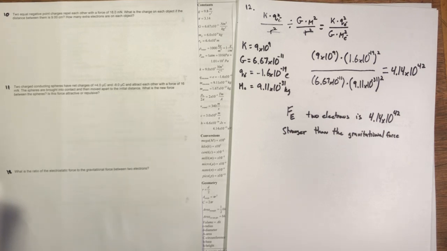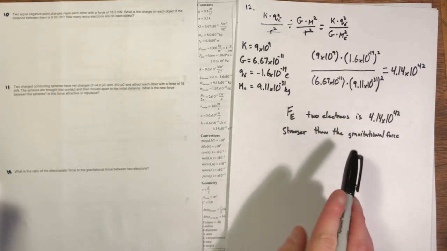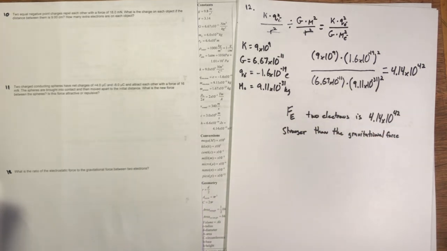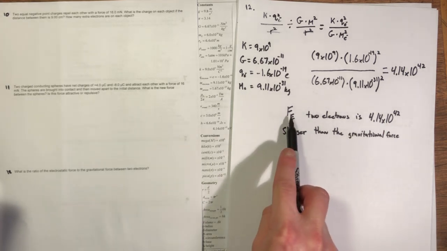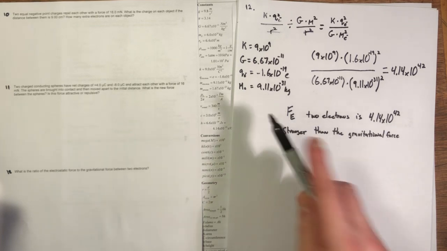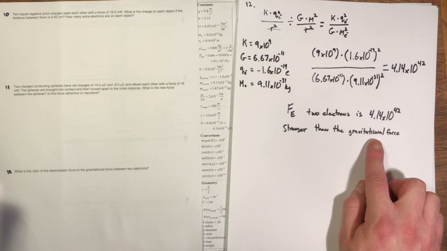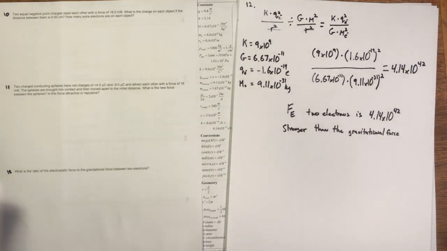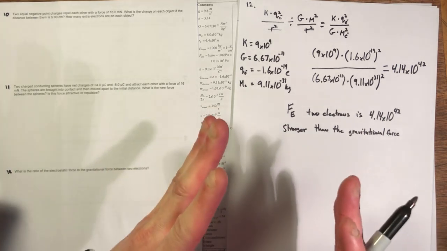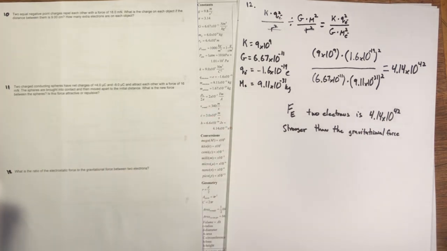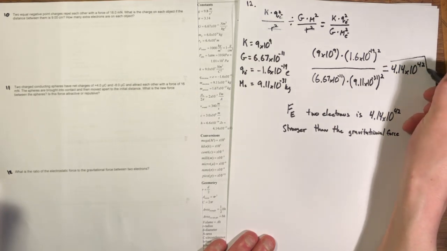So what's interesting, though, is even though the gravitational force is basically negligible between two electrons, it has an infinite range, whereas even though the electrostatic force is massively stronger, it has a very short range compared to how far gravitational force can go. The gravitational force extends, you know, the entire universe, essentially, whereas the electromagnetic force really only exerts itself when things are relatively close together. So that is number 12.